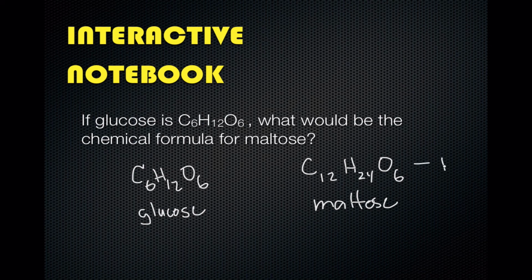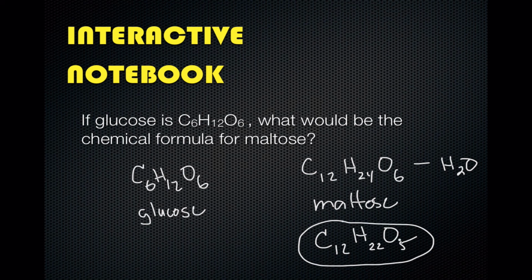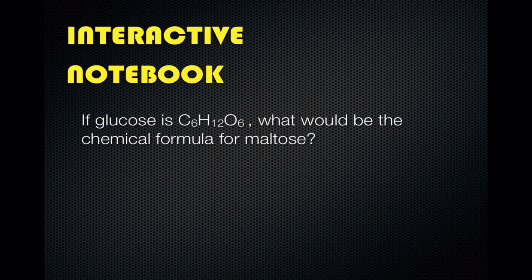We have to subtract H2O. So what this means is it's still C12, but it's H24 minus 2, H22, and O12 minus 1, O11. So the answer would be C12H22O11. That's the chemical formula for maltose, because maltose actually forms by a dehydration synthesis of two glucoses. So you have to take a water molecule out for each one of those bonds. All right, we'll stop there. Thanks for listening.